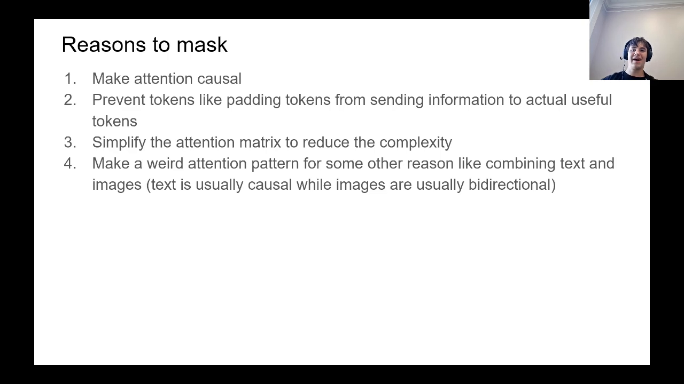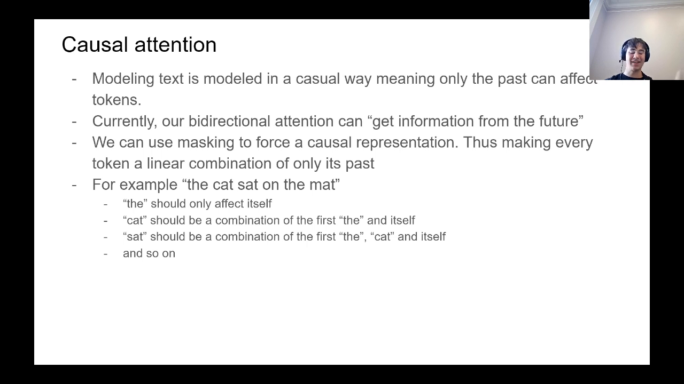So, reasons to mask. You can make attention causal. You can prevent tokens like padding tokens from sending information. We'll get to that. You can simplify the attention matrix, and you can make weird attention patterns. There are a lot of reasons you can mask. Is it the most efficient way to stop information from flowing? I don't know. I just multiply things, and the CUDA kernels do the rest. I'm kidding.